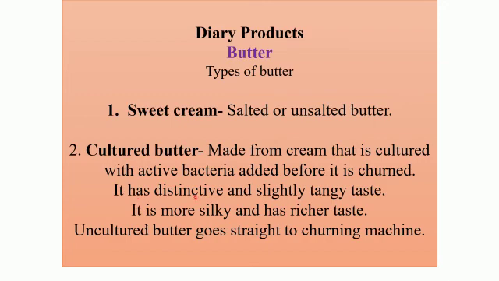It has distinctive and slightly tangy taste. So due to the presence of the bacteria, it's going to have a slightly different taste to it, and the taste is slightly tangy. It is more silky and has richer taste. Uncultured butter goes straight into churning machine. So as we do it at home, it is not cultured and hence it is uncultured butter, and that is going to be going directly into the churning machine, or we use a churner at home to prepare this butter.